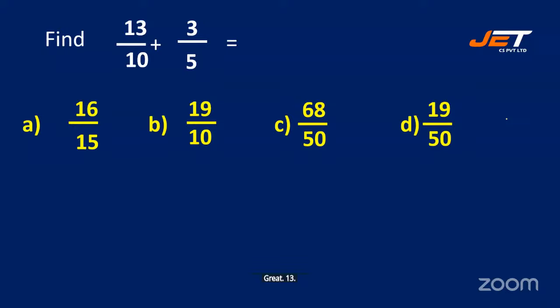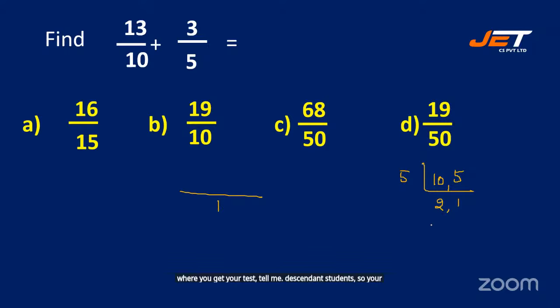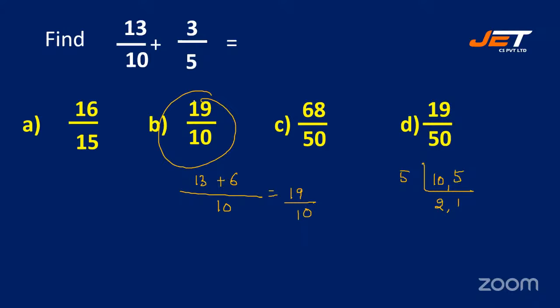13 by 10 plus 3 by 5. Right. Now for this, what happens? You have to take LCM for 10 and 5. So the LCM for 10 and 5 is 5 twos are 10, 5 ones are 5. So you get it as 10. Isn't it, students? So your LCM is 10. So 10 ones are 10. So 1 into 13 is 13. 5 twos are 10. So 2 into 3 is 6. So you get 19 by 10. So option B is the correct answer.